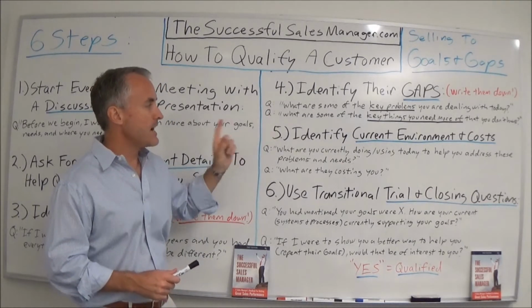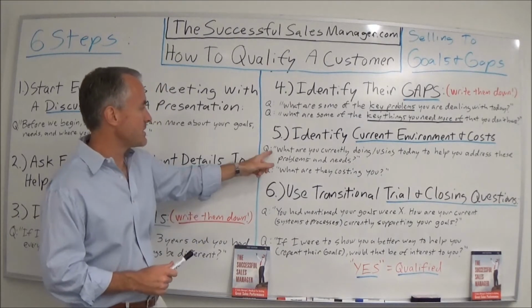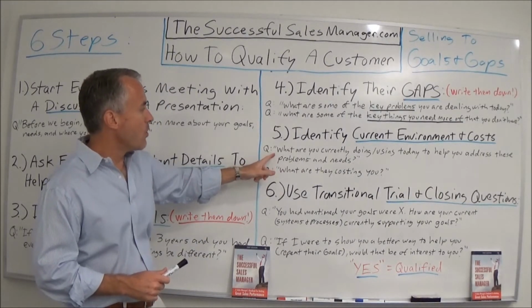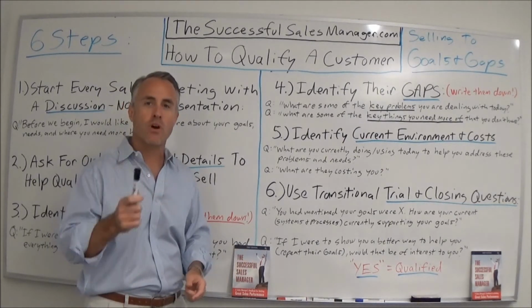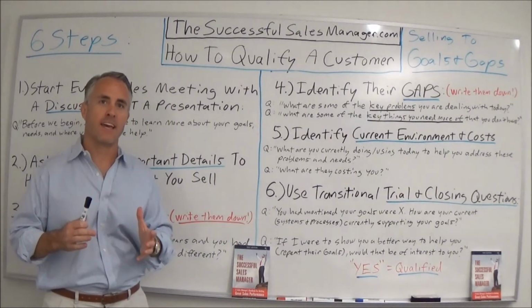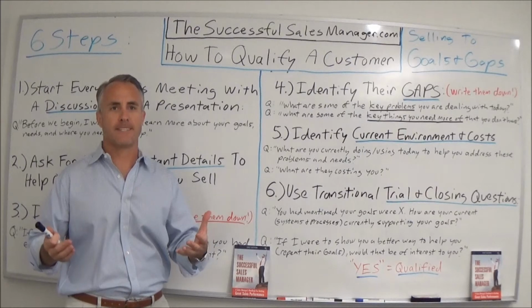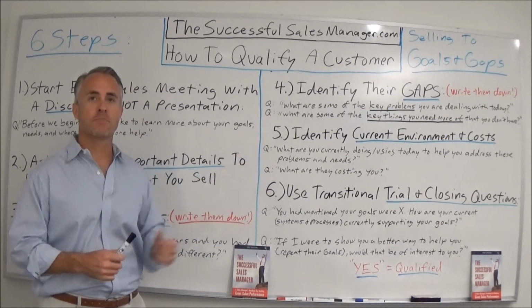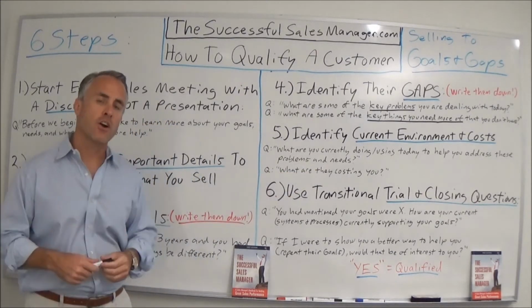Number 5, identify their current environments and cost. So, for example, a question you might ask is, what are you currently doing or using today to help you address these problems and needs? If they have no spending today, ask them how they typically budget for purchases or if a budget even exists. If they do have spending, ask them simple questions like, okay, well, what is that currently costing you today?